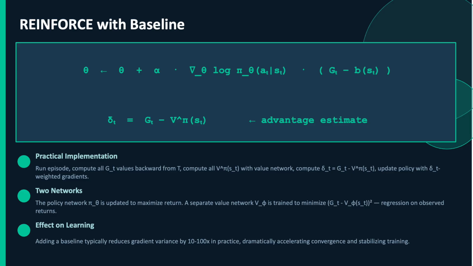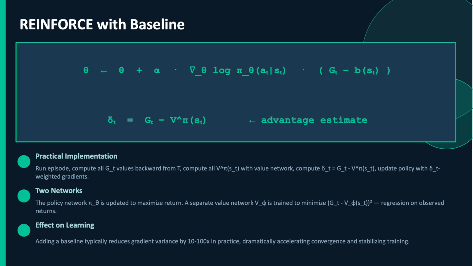The updated REINFORCE rule with a baseline reads: theta gets updated by alpha times the gradient of log pi theta of a given s_t, times G_t minus b(s_t). We write the advantage estimate delta_t as G_t minus V_phi of s_t, where V_phi is a learned value network with its own parameters phi. This gives us a full algorithm with two networks, a policy network and a value network, trained simultaneously.